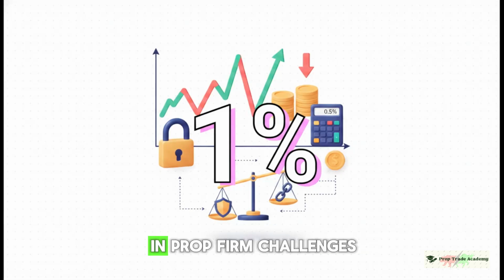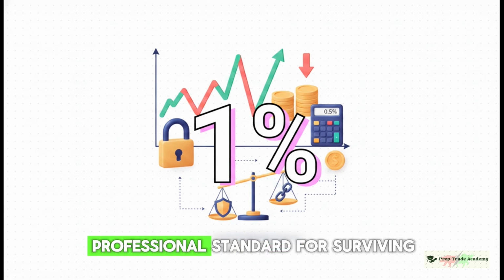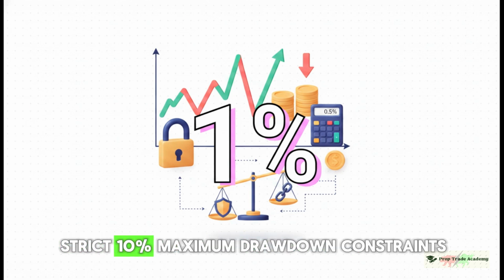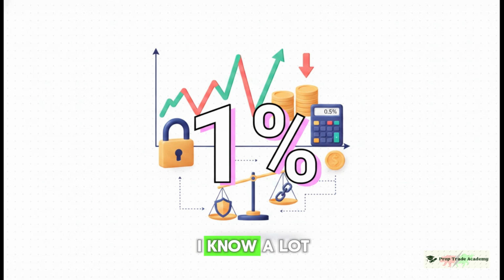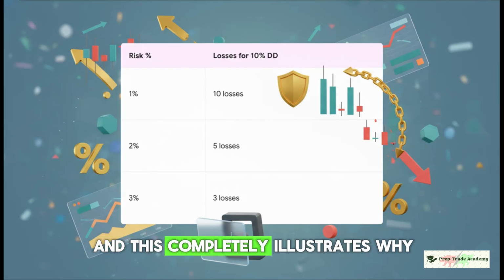1%. In prop firm challenges, your risk really needs to be between 0.5% and 1%. That is the absolute professional standard for surviving strict 10% maximum drawdown constraints. I know a lot of retail traders out there will risk 2% or 3% because they don't have hard rules, but prop challenges, totally different beast. And this completely illustrates why.